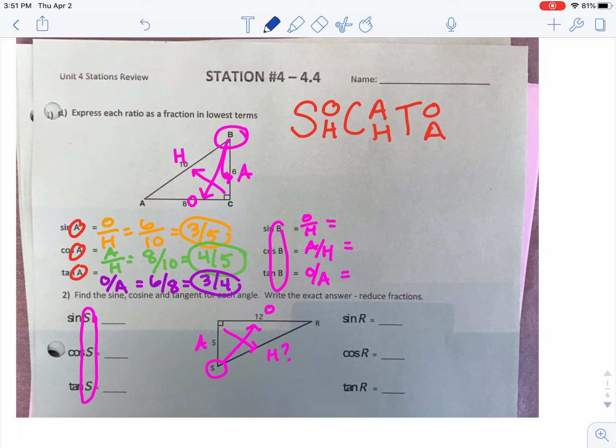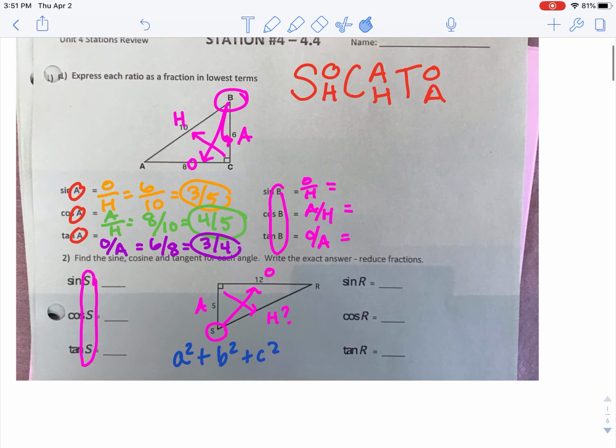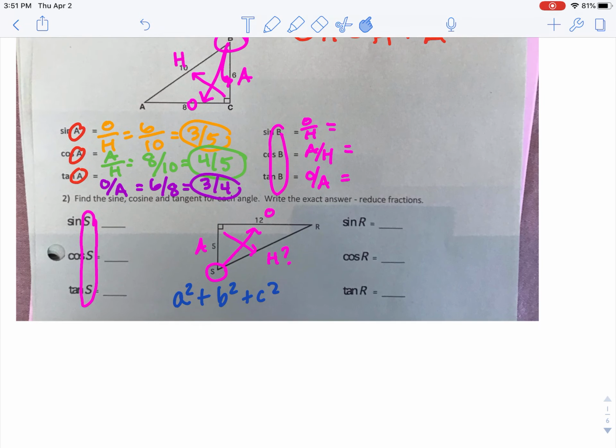In order to find this missing side, we have to do Pythagorean theorem. So you have to do a squared plus b squared equals c squared. And you have to work this out with Pythagorean theorem. So A and B, remember, are my two legs. You just did this yesterday. And then hypotenuse we don't know. So then I'll work this out.